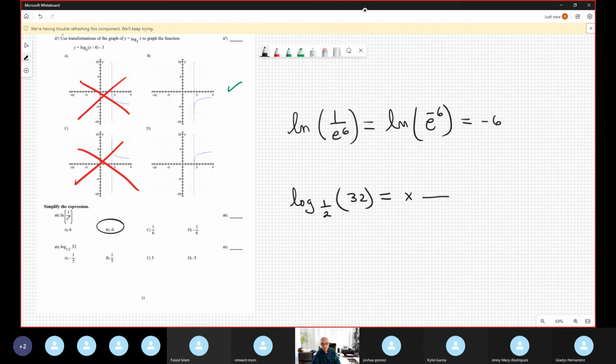But suppose I have no idea. I rewrite this statement as an exponential to understand much better. The base is 1/2, the exponent is what I try to find, x, and this is 32. And we are in front of one exponential equation. It's super easy to solve.